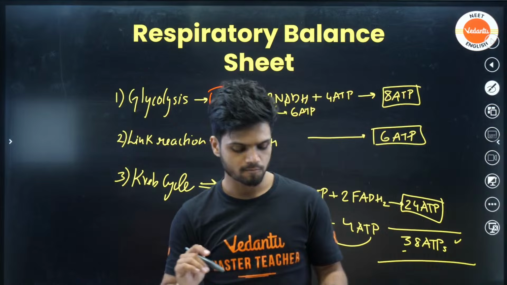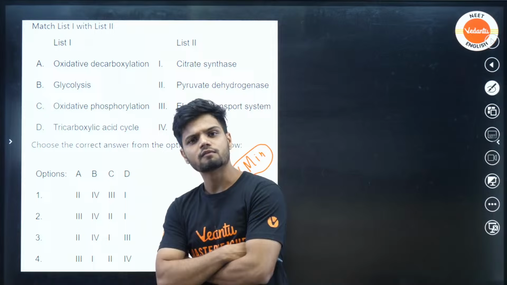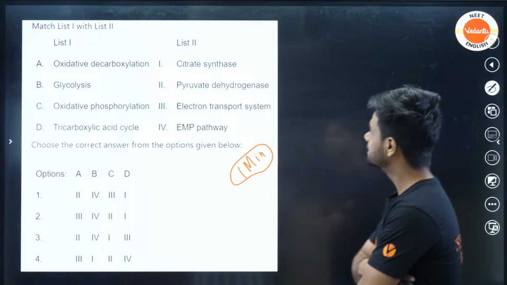In oxidative decarboxylation, which enzyme is involved? In oxidative decarboxylation, 1 CO2 is released. Along with that, we have Mg plus. Along with that, we have something called pyruvate dehydrogenase. Yes. So A can be 2.